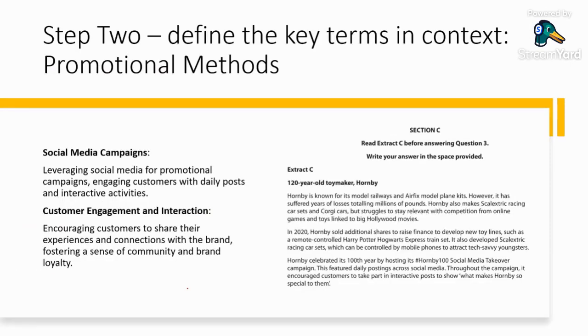So step 2. Let's define the key terms. So we need to define these in context. There's no point in just defining from the textbook. We're going to look for opportunities. So we know we've got promotional methods. Okay, we're looking for promotional methods in here. Now they're normally going to give you 1 or 2 examples.